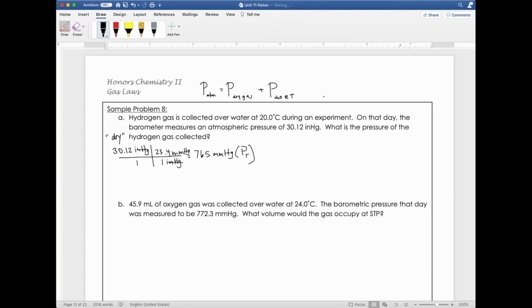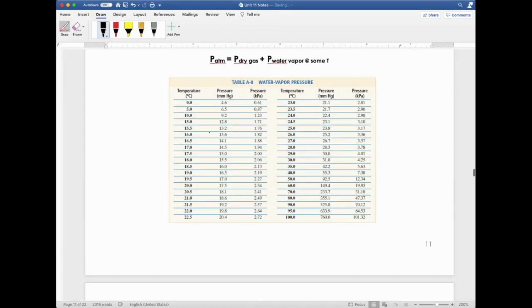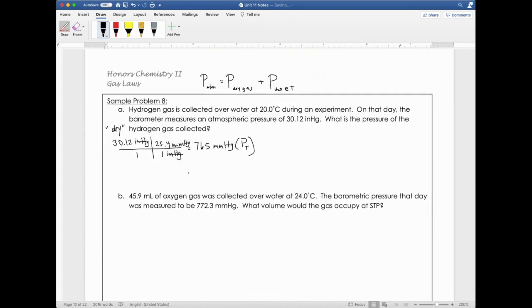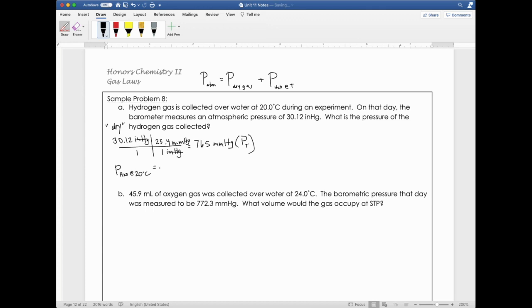Let's look on the chart and find the pressure of water at 20 degrees Celsius. If I look on this chart here, at 20 degrees Celsius, water exerts a pressure of 17.5 millimeters of mercury. So let's just write that down. The partial pressure of water at 20 degrees Celsius is 17.5 millimeters of mercury.